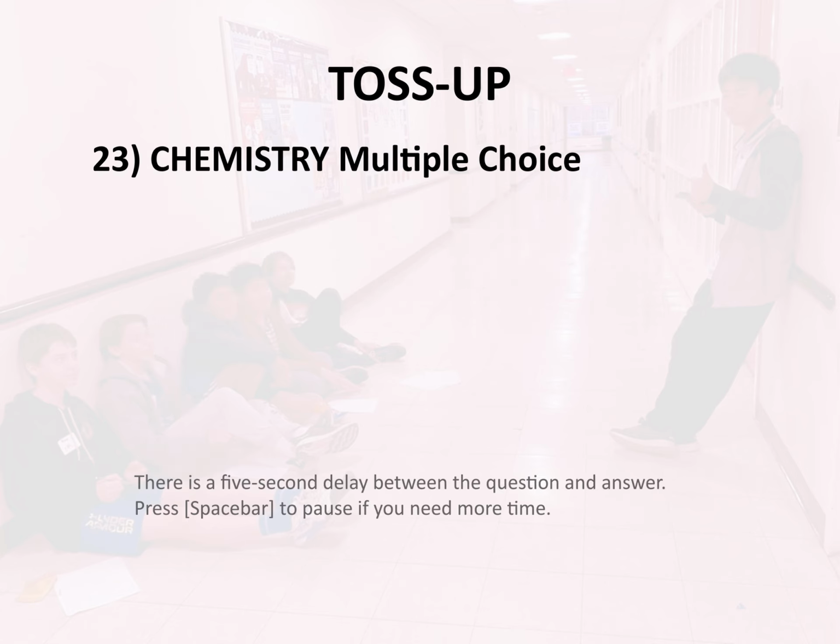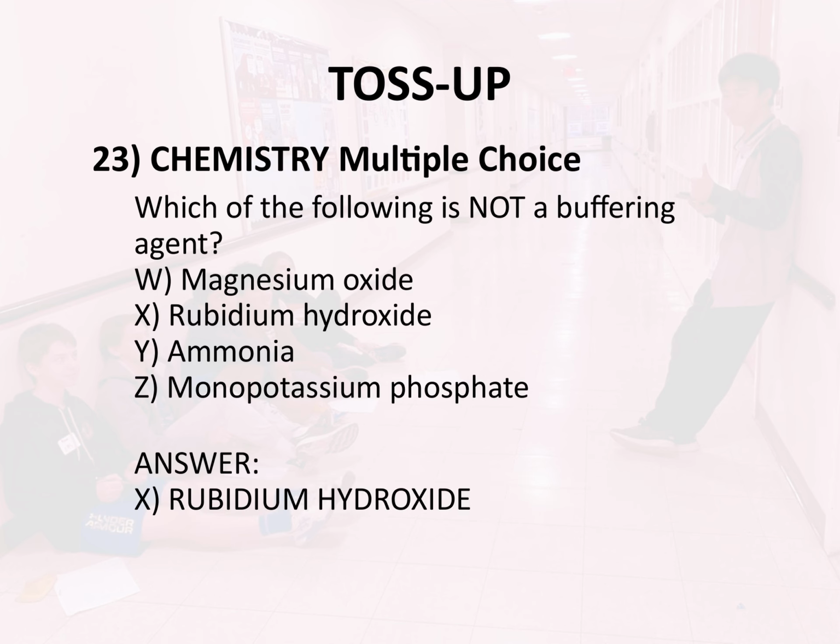Toss-up, 23. Chemistry. Multiple choice. Which of the following is not a buffering agent? W. Magnesium oxide. X. Rubidium hydroxide. Y. Ammonia. Z. Monopotassium phosphate. Answer, X. Rubidium hydroxide.